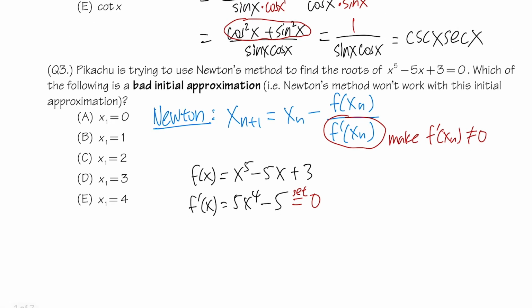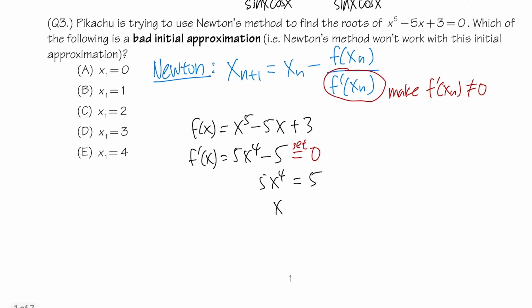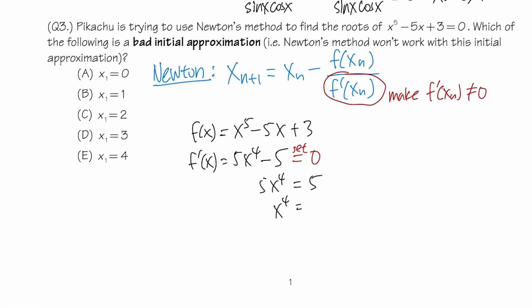But if you would like to do the work, 5x to the 4th equals 5. Divide both sides by 5. x to the 4th is equal to 1, meaning x for the real numbers will be plus or minus 1. But of course, here is the 1. So 1 is not going to work. You can use 0.9 and hope for the best and all that.